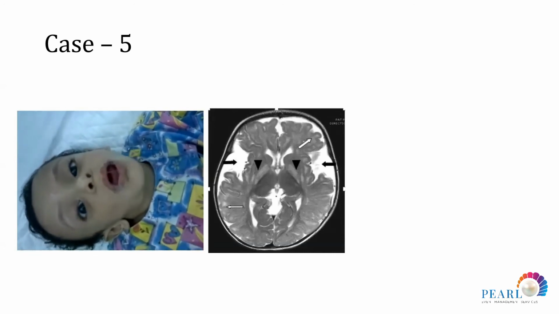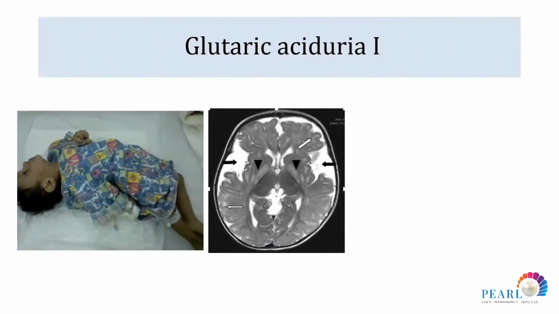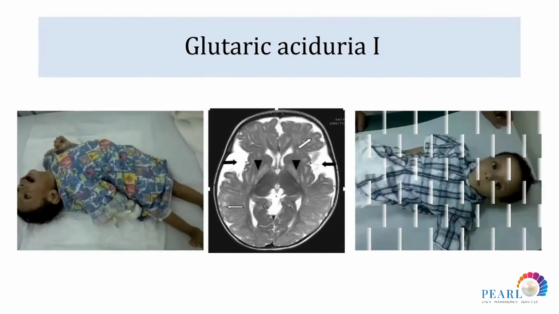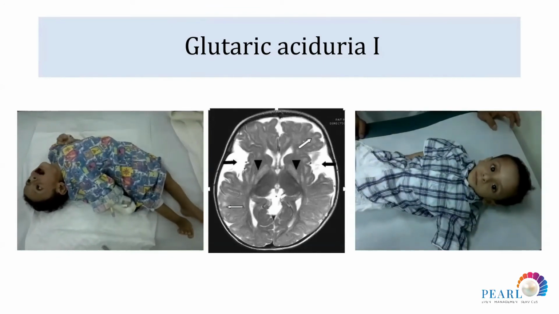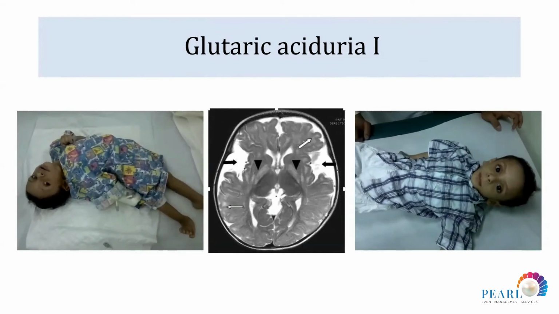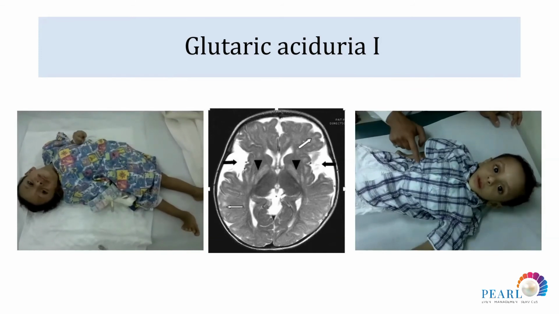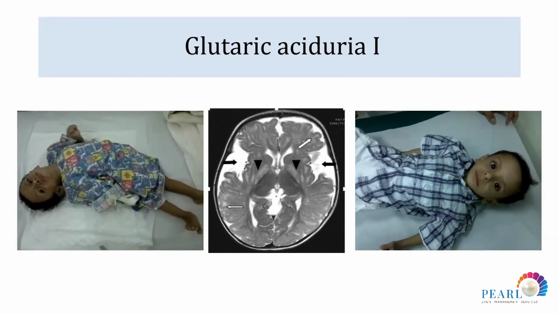And in the urine organic acid testing, he was found to have glutaric aciduria type 1. He was diagnosed at the age of 3 or 4 years old. And this is after we started him on a special formula, a lysine-restricted diet. See the difference between the first video and second video. Still, he's globally delayed, but this guy, he unfortunately escaped the newborn screening.